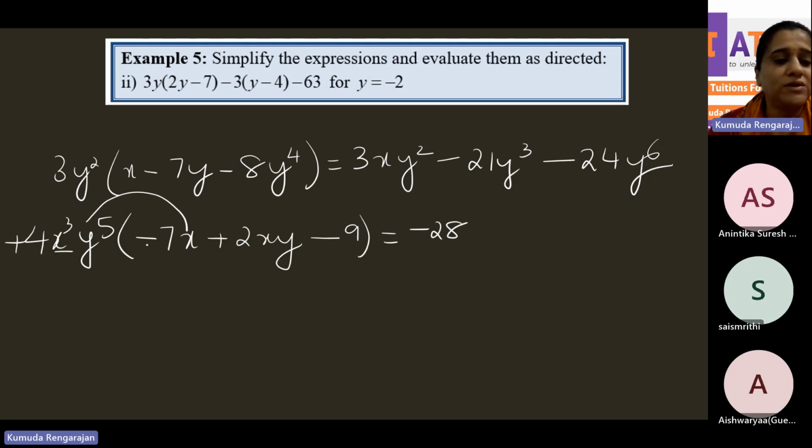Then what is x cubed into x? X to the power 4. And then y to the power 5. There is no y here, so write it as it is. Next term.